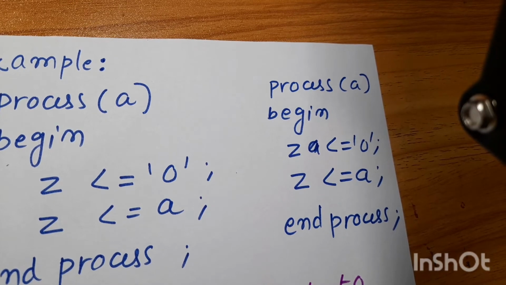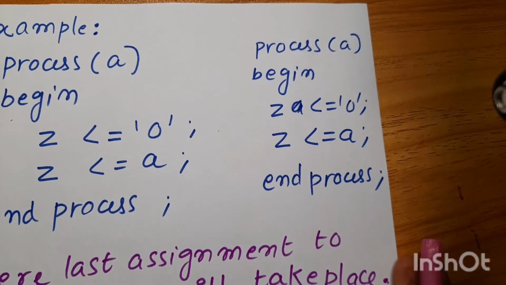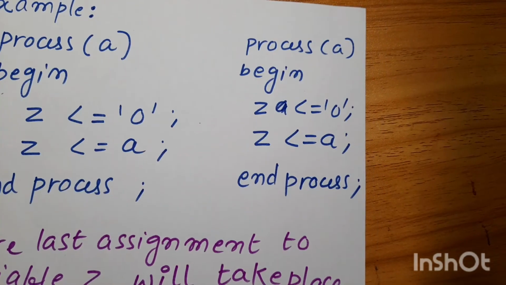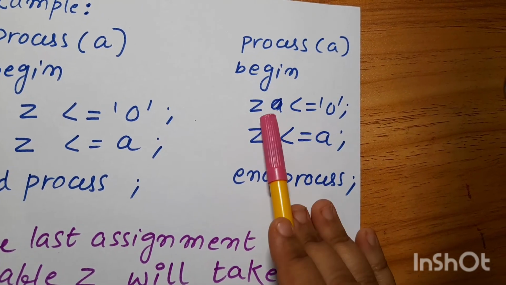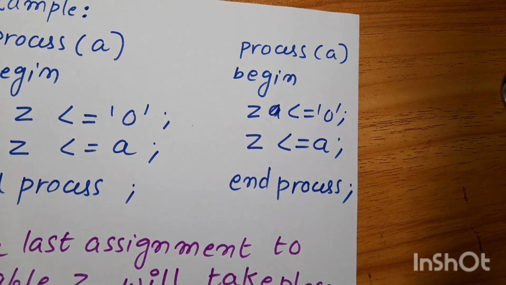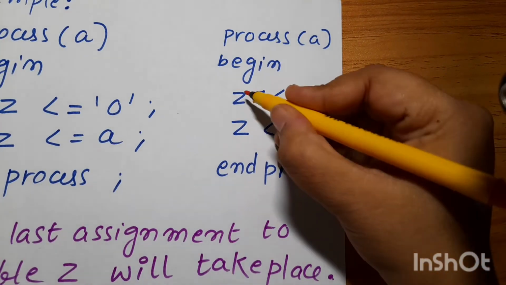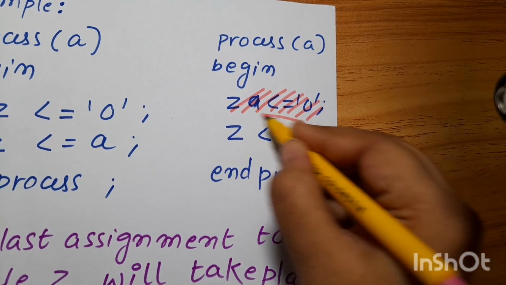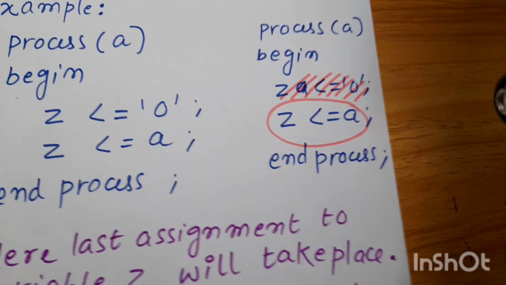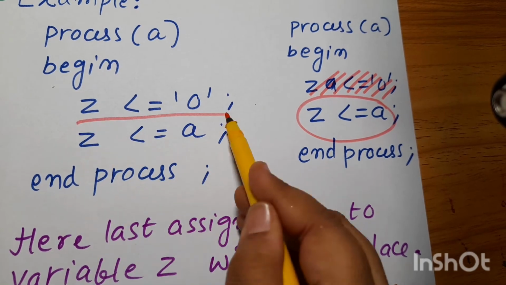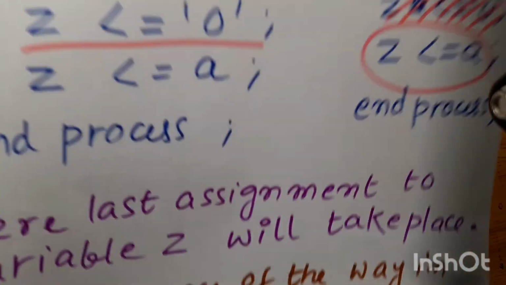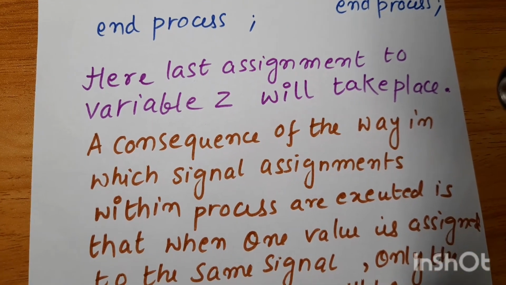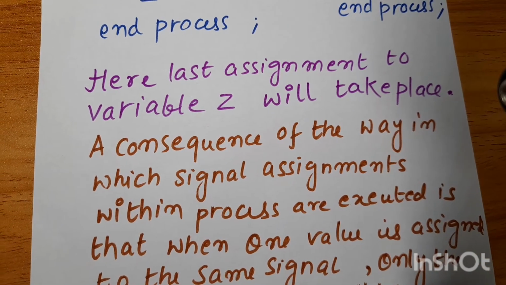So that is what process A begins, assignment operator. Actually this is the same as no need of the first assignment, only this statement is enough. I did not need to put this statement, because it will never come into effect. So the last assignment to the signal Z will take place.